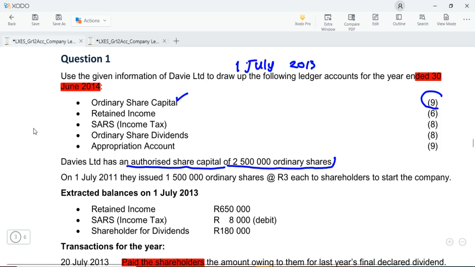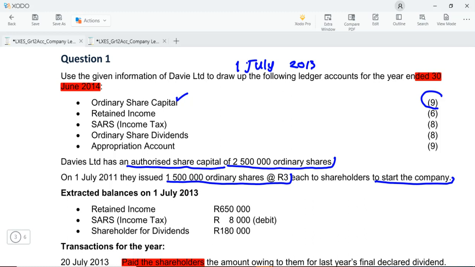Here they're saying on 1 July they issued 1,500,000 ordinary shares at 3 rand each to shareholders to start the company. Remember that whenever you start a company, you can either start it using loans, or you can issue shares to the public or to people for them to buy shares and give you money so that you can start that particular company.